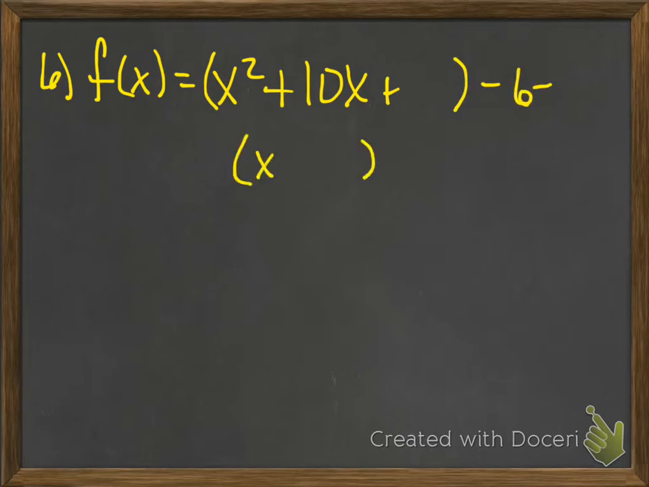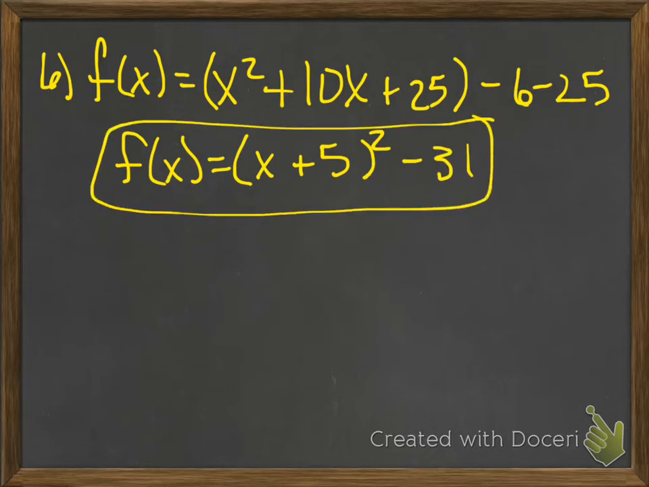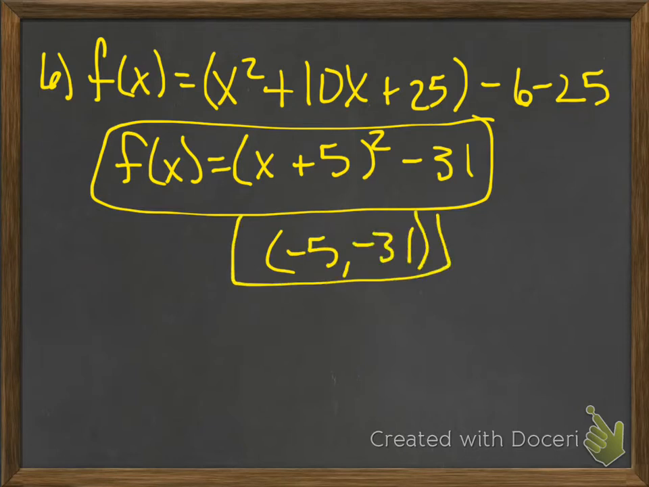10 divided by 2 is 5. And then 5 squared is 25. 25 minus 6 is negative 31. That's my vertex form. And that means my vertex is negative 5 comma negative 31. There you go. Okay, that's how you do vertex form.